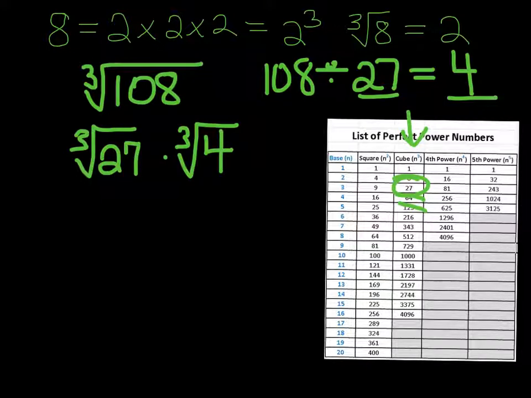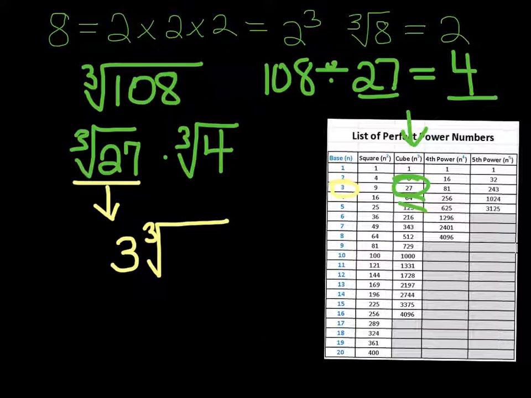Now I have a value of which I can take a cube root. 27 is a perfect cube. Because it's in my list of perfect cubes, 3 is the cube root of 27. 3 times 3 times 3 equals 27. So the cube root of 27 is 3. I can't take a cube root of 4, so I leave it as is. 3 cube root of 4. That is the simplified version of cube root of 108, and that's as far as I can go.